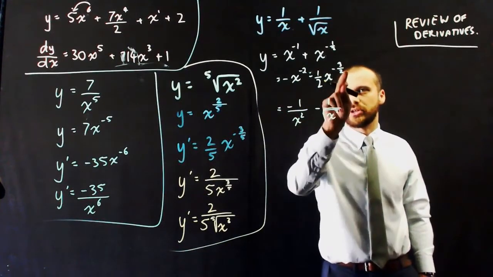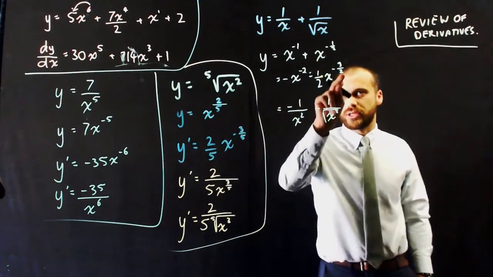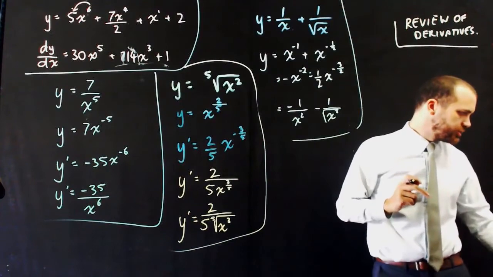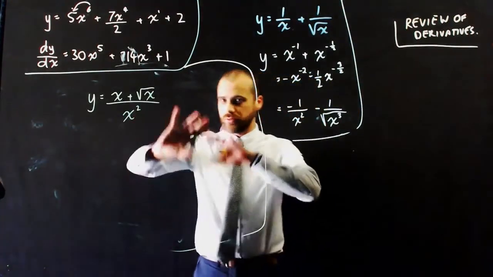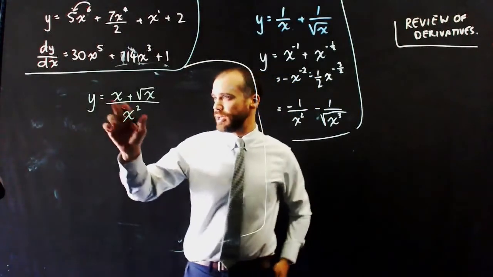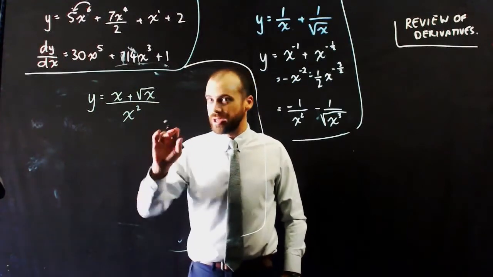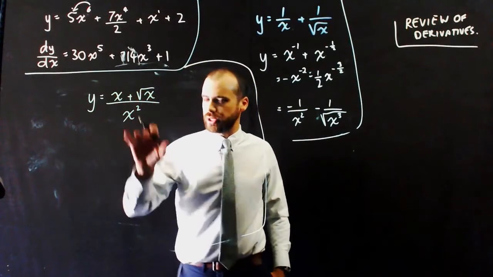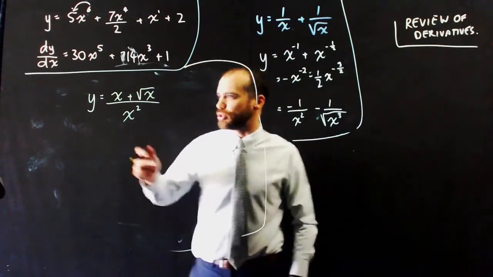The cubed comes from the top. The 2, the square root, comes from there. Getting trickier and trickier. Alright, so this is the last one. I've cleared some space because it is a bit complicated. X plus the square root of x over x squared. If you knew the quotient rule, you could use the quotient rule here. But I'm going to assume you don't know the quotient rule.